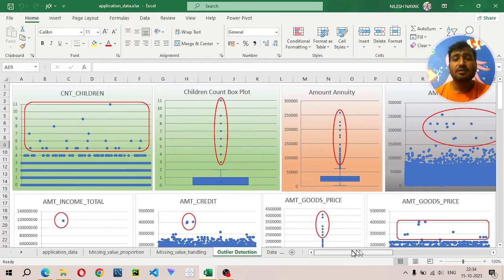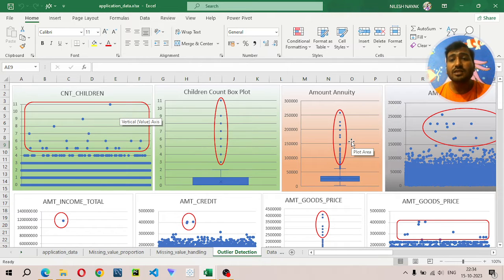See the children count of the applicants. One customer is having 11 children. That cannot be possible in this modern era. That definitely will be a typo error, or it belongs to the outliers. One of the applicants is having 9 children, one is having 8 children. That definitely belongs to the outliers.